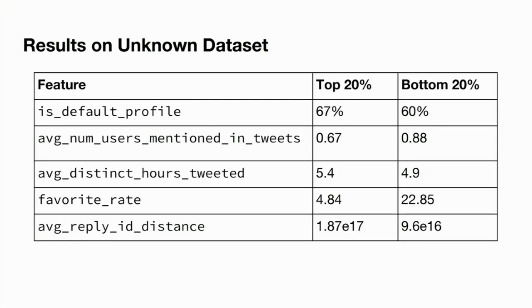And so again, to compare those particular attributes that it found that were pretty successful in helping identify bots or not, we looked at those accounts that had the highest percentages. They had more default profiles than those in the bottom 20%. They also mentioned users less. Those bot accounts also tweeted more often. They were actually favoriting fewer tweets. They were less active on the platform. But even though those numbers are very large, they're pretty similar, really. And so we didn't find any big differences between the average reply ID distance.